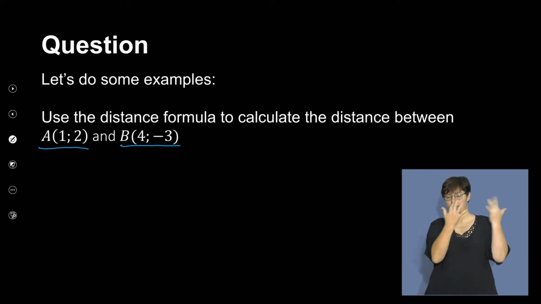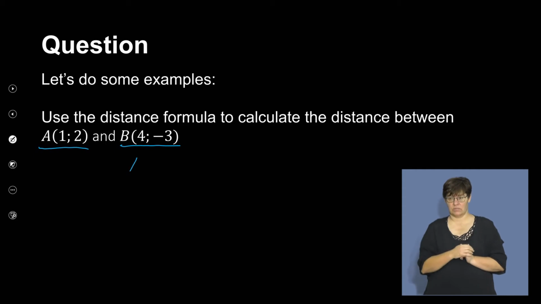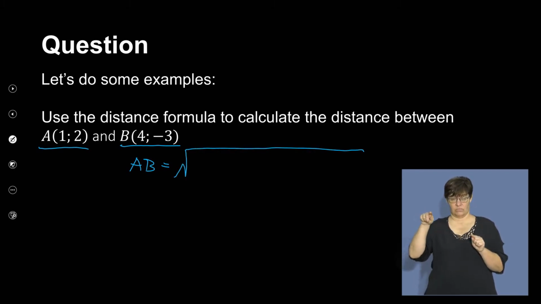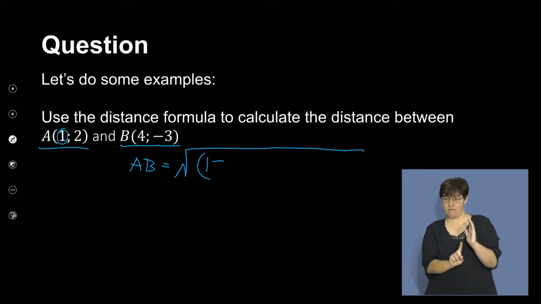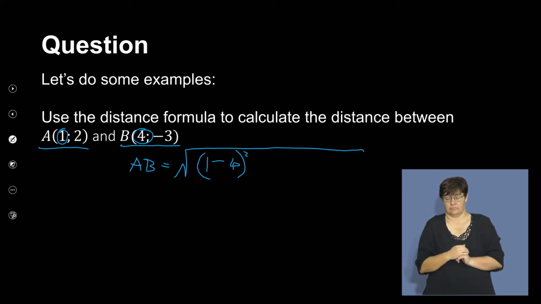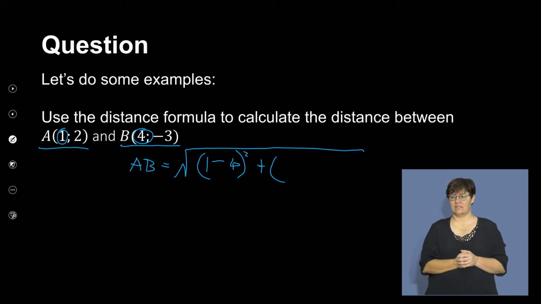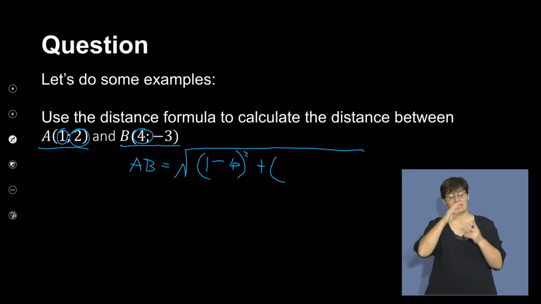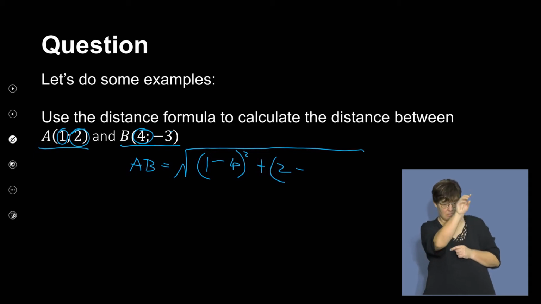So if I look at point A and point B, the distance between A and B, I'm just going to do the formula, and the formula was the square root, open brackets. I'm going to take the first x value, and I'm going to subtract the second x value. I'm going to close the brackets, and I'm going to square it. That 4 is not the best 4 that I've drawn, but it's hopefully legible to you guys. Then I'm going to add, open brackets, and then I'm going to take the first y value, and I'm going to subtract the second y value.